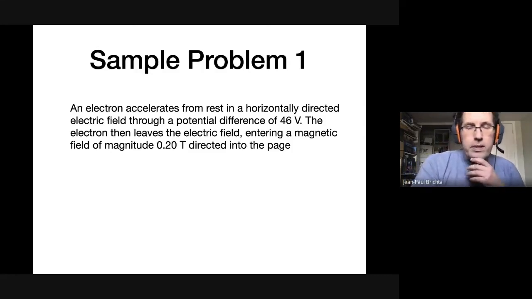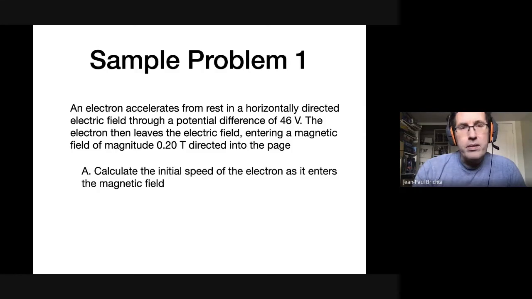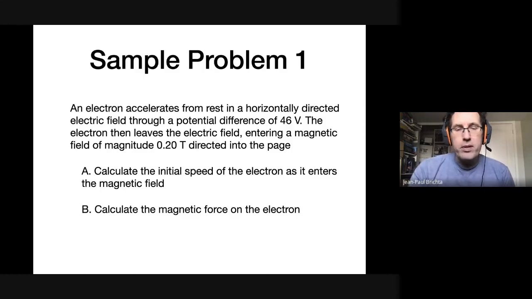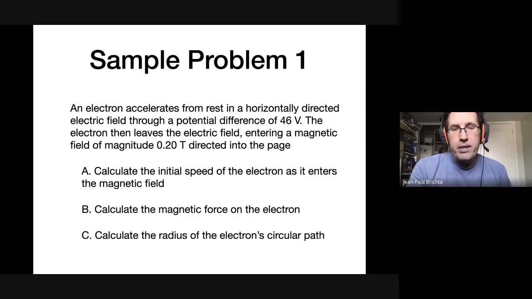So let's have a think about how. I'm going to just draw a little doodle here showing what's going on, and then we're going to try and have a think about these three questions. First, calculate the initial speed of the electron as it enters the magnetic field, calculate the magnetic force on the electron, and calculate the radius of the electron's circular path. And you're going to see that this problem actually not only brings in the new material, but also goes back to some of the stuff that we started with even at the beginning of the course. Okay, so I'm just going to doodle something up here, and then we'll look at this problem.